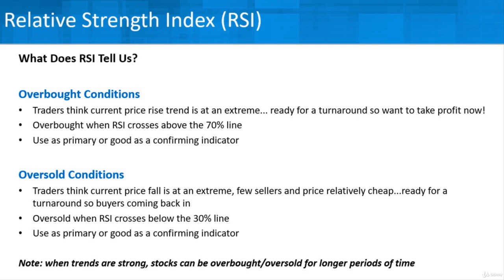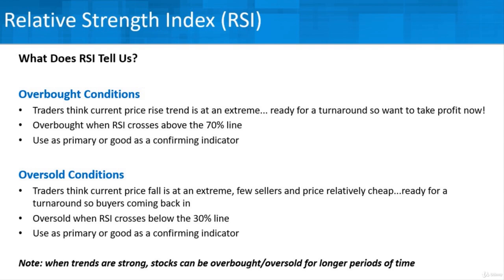Oversold conditions would be the exact opposite. Traders think the current price has fallen to an extreme. It's gone way too far. There are few sellers right now, the price is relatively cheap, and people are not willing to sell anymore. They just think it's gotten way too low. So it might be ready for a turnaround, going back up. Buyers start to come back in, and as it starts to go back up, even more buyers will come in, particularly if a trend forms, and really drive that price up. So with the RSI, a security would be oversold when the RSI crosses below the 30% line.